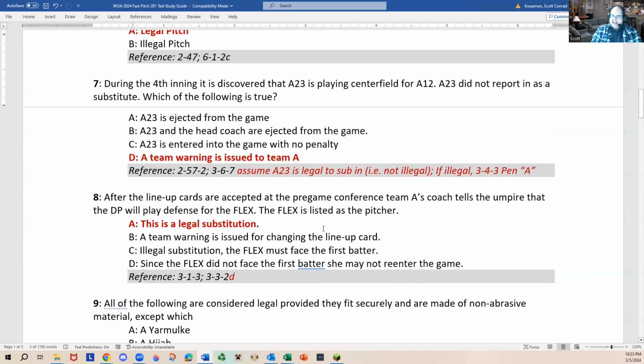7. During the fourth inning, it is discovered that A23 is playing center field for A12. A23 did not report in as a substitute. Which of the following is true? Now, I do not like this question from the standpoint of it is not told to us whether A23 would otherwise have been a legal substitute had A23 been reported. But we're going to assume that's true, that A23 actually could sub for A12. It just wasn't reported. And in that particular instance, because we don't have an illegal substitute, it was a perfectly fine move. You just didn't tell the umpire.